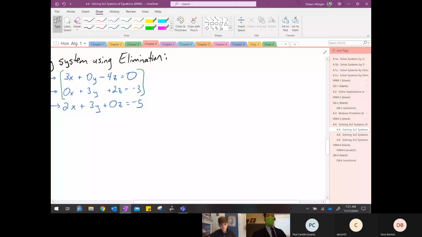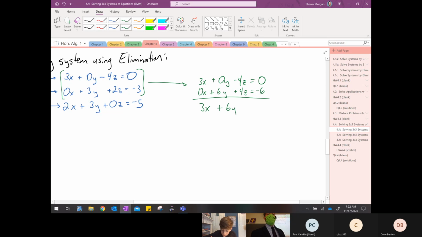Okay? So we'll come over here, and I don't want to mess anything up. So what I'm going to do is leave that first equation alone: 3x plus 0y minus 4z equals 0. And then the second equation, I'm going to times everything by 2. So I'm going to get 0x plus 6y plus 4z equals -6. All right, I'm going to tally everything up. We got 3 and 0, that makes 3x. We got 0 and 6, that makes 6y. The z's cancel out, and we got -6, okay?